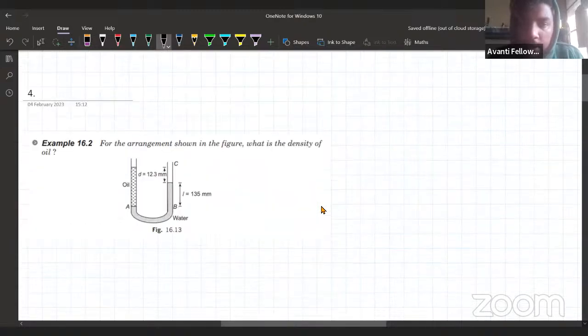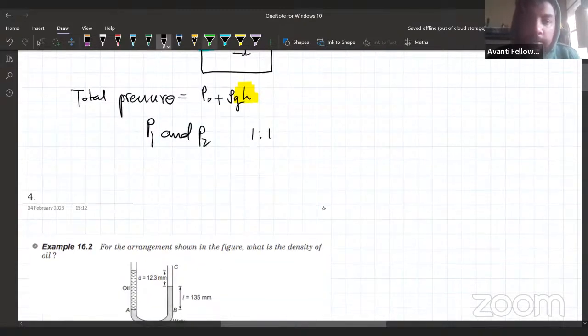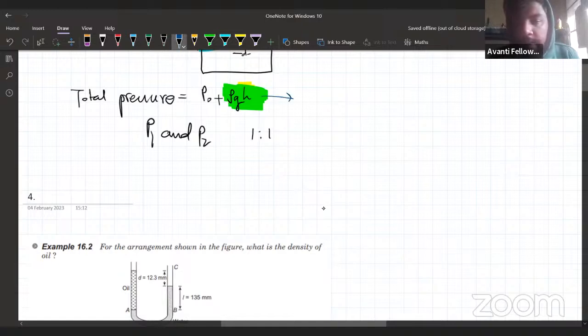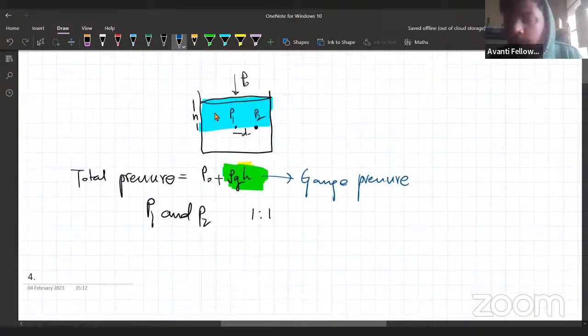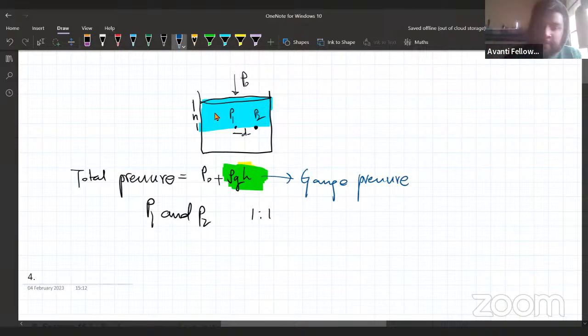One last thing. This rho GH term, individually, is called gauge pressure. So if I want to calculate gauge pressure, you just have to calculate the pressure due to the liquid above, nothing else. What is gauge pressure? The pressure due to only the liquid, not the external pressure due to the atmosphere.